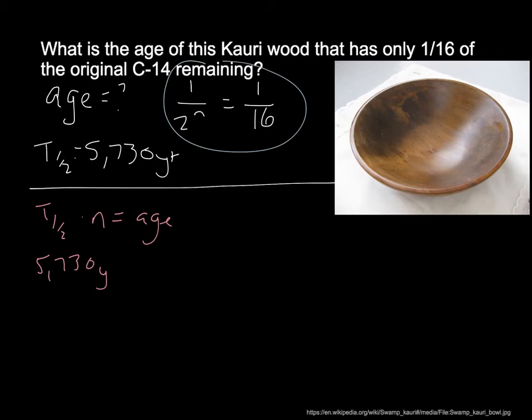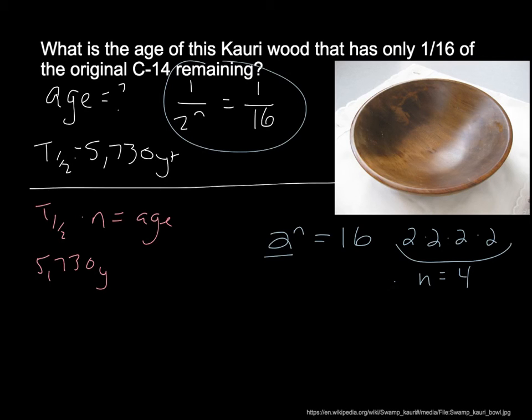We know that 1 over 2 to the n is equal to 1 over 16, so by extrapolation here we know that 2 to the n must be 16. This is an exponent n, and so we need to figure out how many times we have to multiply 2 by itself in order to get 16. So this is pretty easy to do, I think, in our heads, but I'll write it out. 2 times 2 is 4, times 2 is 8, times 2 is 16. So what this tells us is our n is actually equal to 4.